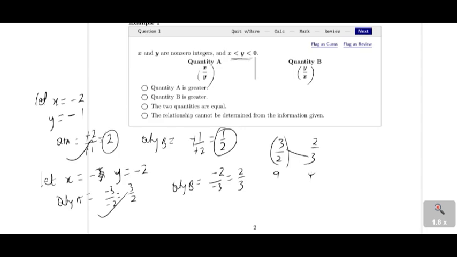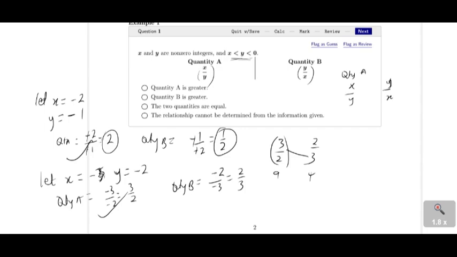But before we make a conclusion, let's look at something. Let's make a general case here. Now, if both x and y are negative numbers, look at this. The quantity A, which says x over y. Now look, we are looking at negative numbers. So always, this is going to be bigger than y over x, right? And look at the examples we picked.